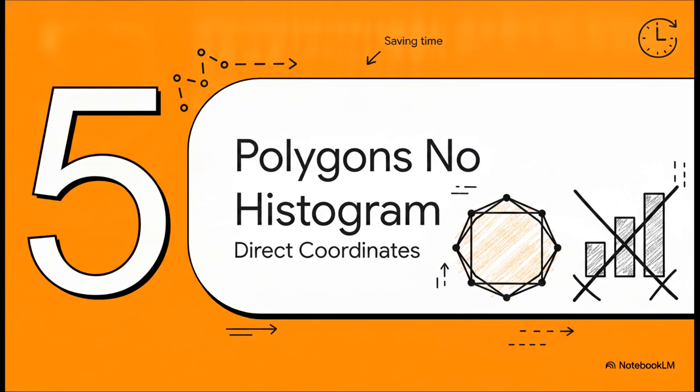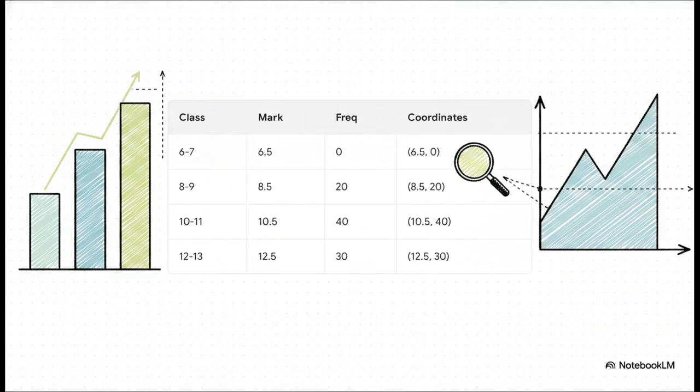But what if we want to skip drawing the bars entirely? That is part 5, polygons without histograms. We can absolutely do that using a mathematical shortcut. We simply prepare a table of coordinates. For our x-coordinate, we calculate the class mark, which is just the exact middle value of the continuous class. For our y-coordinate, we take the frequency.